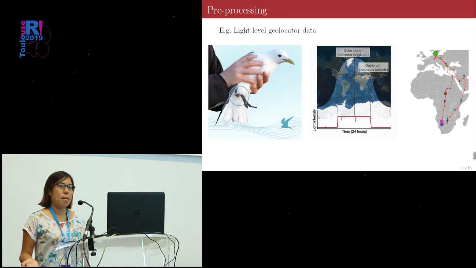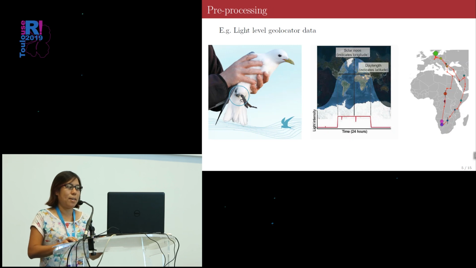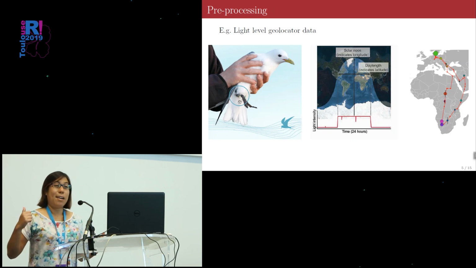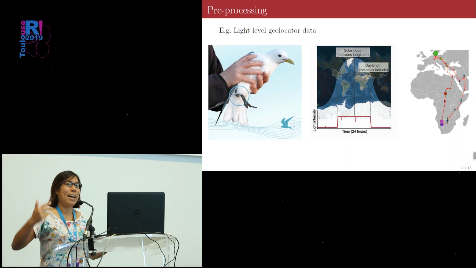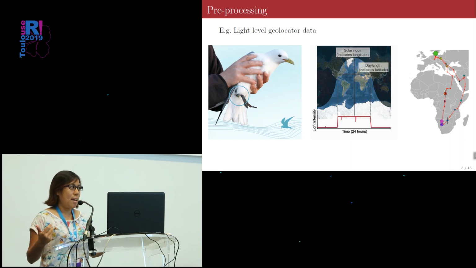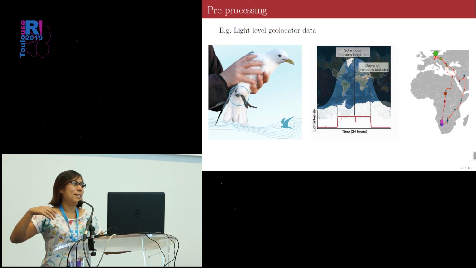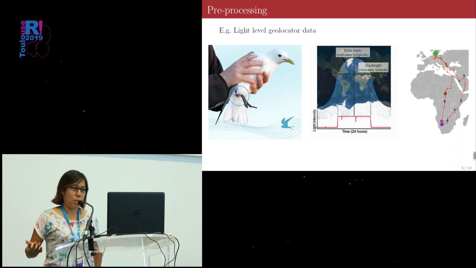And I'm giving one example. One type of tracking device that is used a lot, mostly for bird and fish data, are light level geolocators. So these things that we can see here on the bird are small, cheap, light, and they save a lot of battery, and that's why people use it. But what they only get is light level and not really like GPS data that we're familiar with.